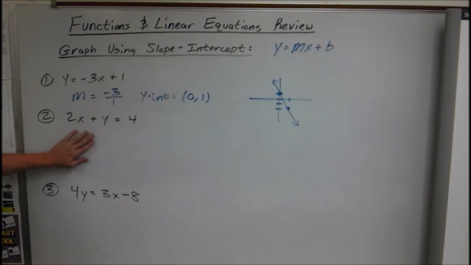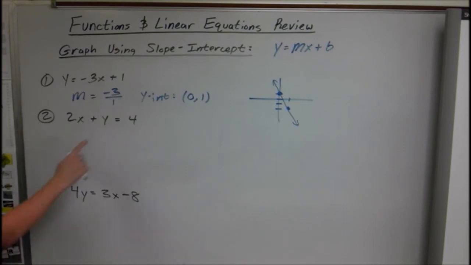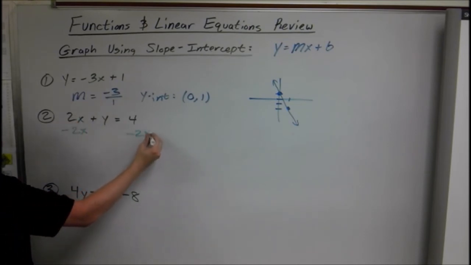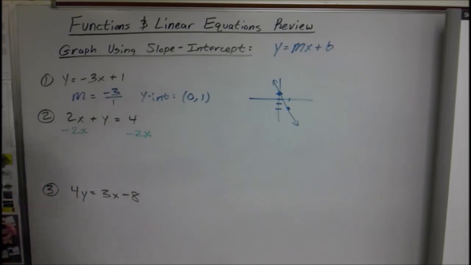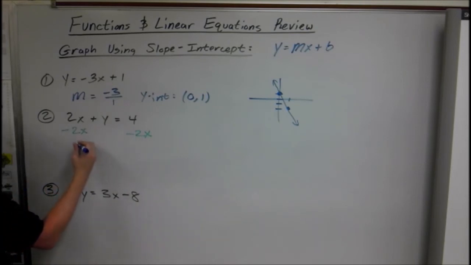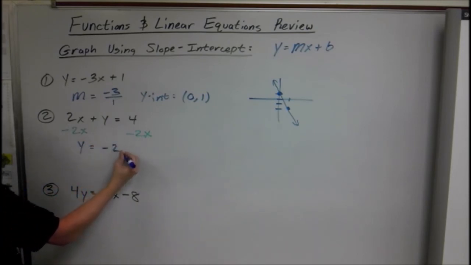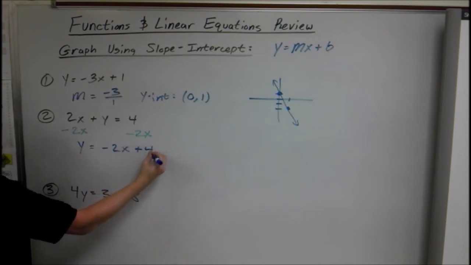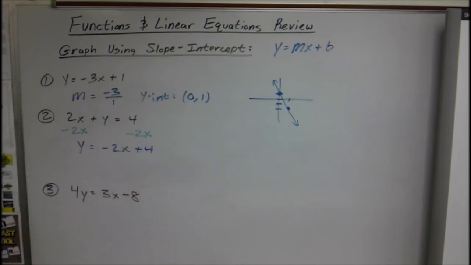Next one, we don't have y equals mx plus b form, so we're going to have to find it. Now to do that, all you have to do is solve for y. Since we have to solve for y, we have to move the 2x, because you're trying to get y by itself. So we minus 2x to get rid of it. Those will cancel, but these are not like terms. So our equation is going to be y equals negative 2x plus 4. Always put the x term first when you're graphing.